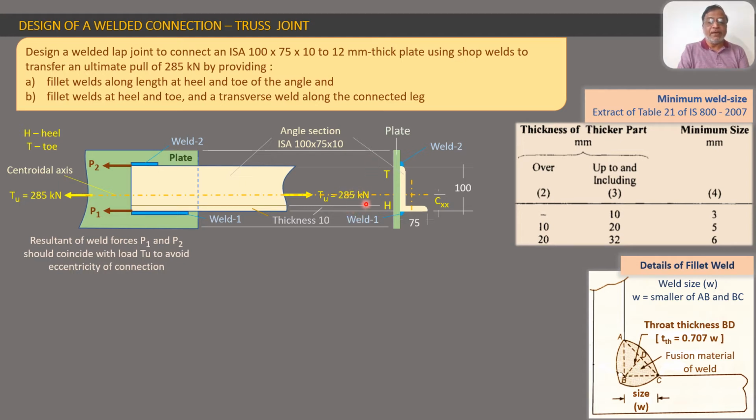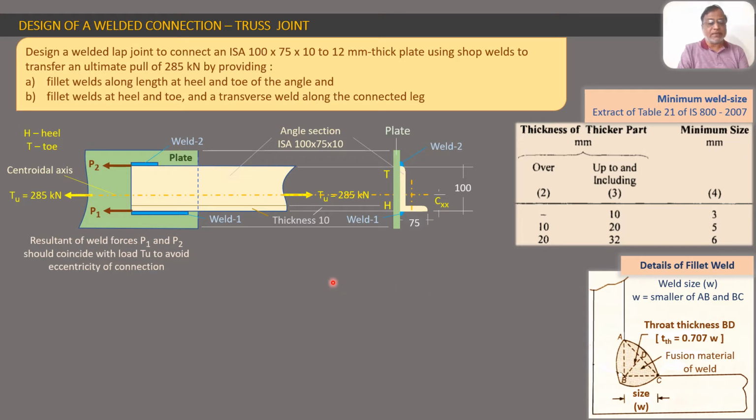So it means that this is an unsymmetrical section, and that is why its centroidal x-axis of that angle section is not at its geometrical center. So it is lower than the geometrical center. This distance Cxx indicates the distance of the centroidal axis from the bottom of the section. So the force Tu is acting along the centroidal axis of the section, not at the geometrical center of the section.